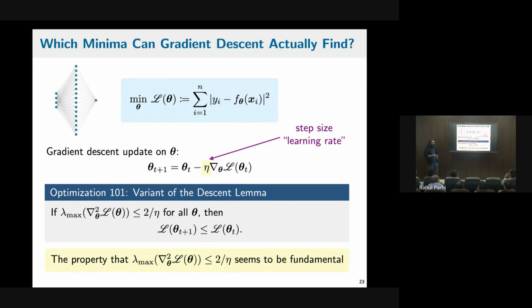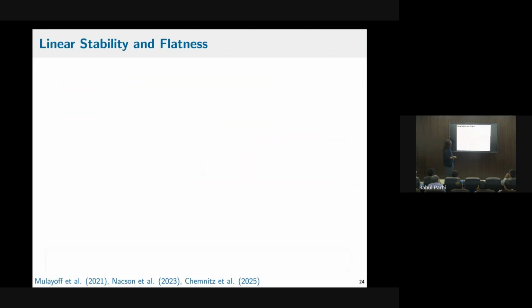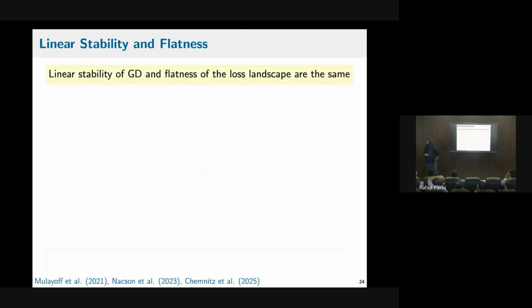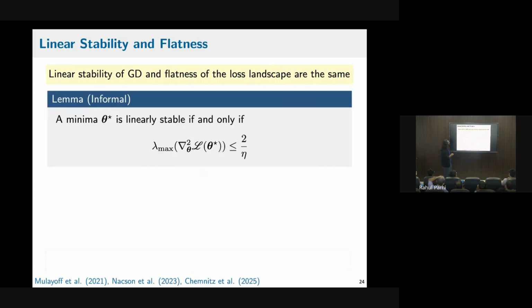And this statement can actually be made precise through the lens of linear stability. So I'll tell you what linear stability is in a second, but essentially, if we think of gradient descent as a dynamical system and we look at the points that are linearly stable, these are precisely the ones that are going to be flat. And this is summarized in the following lemma.